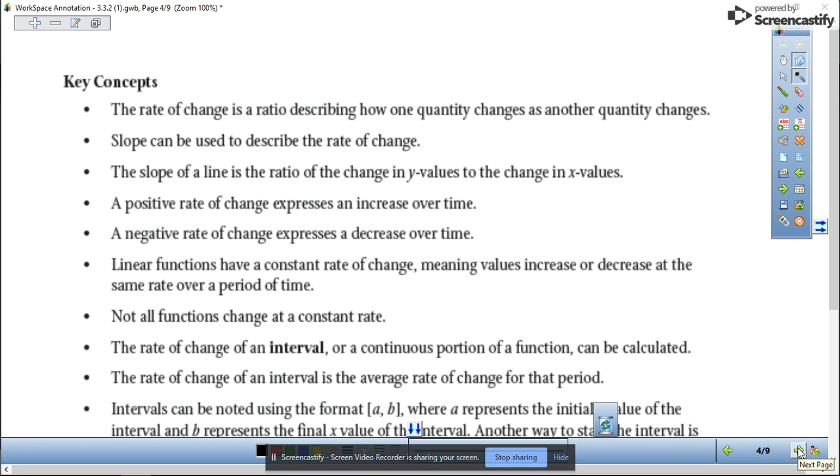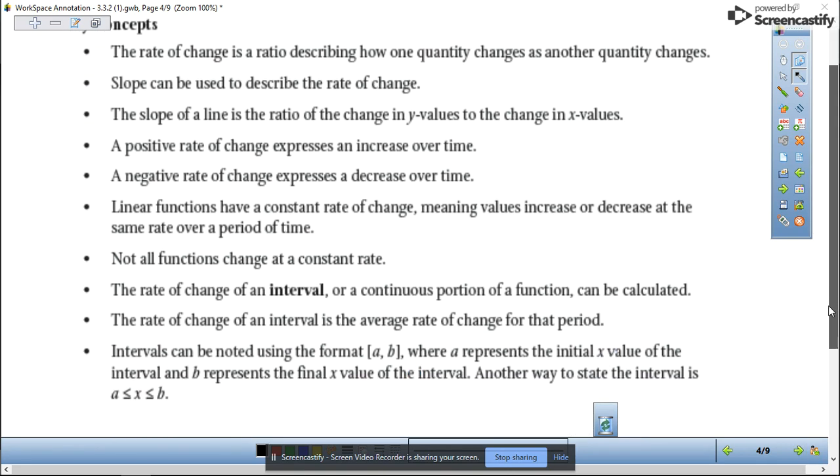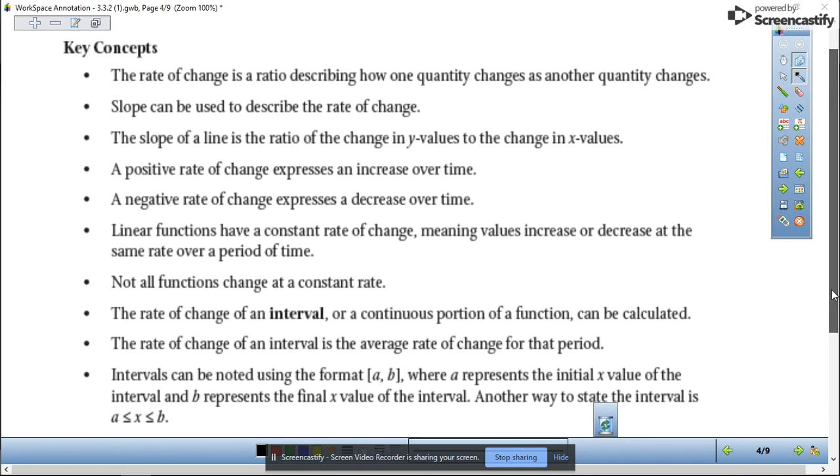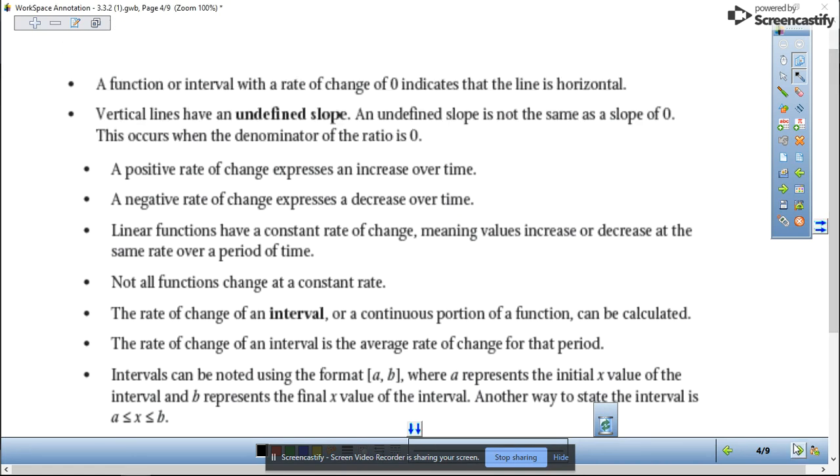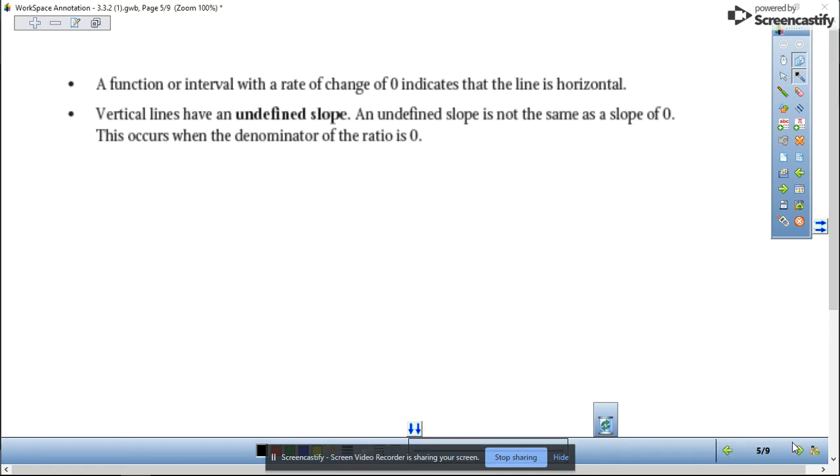Okay. Again, read all these key concepts. I'll scroll down so you get them all. Make sure you read those. I'm not going to read them to you. Pause the video if you need to. There's a couple more. I will focus on these. If you find a rate of change of 0, that means that it's a horizontal line or a flat line. Okay. If you find a vertical line, right, that has an undefined slope. Basically, that means you're going to have 0 in your denominator. Right? Which means it's not a function.